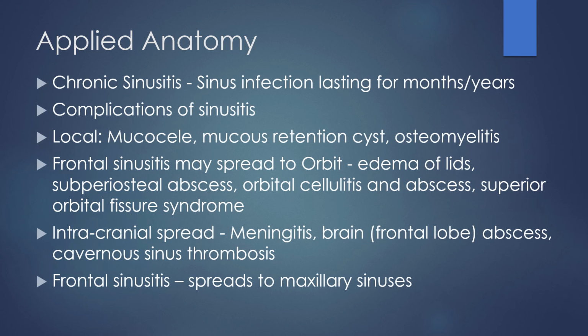Chronic sinusitis can also occur if the infection lasts for more than months. There may be complications like mucocele or cysts or osteomyelitis. Important complication is frontal sinusitis may lead to spread to the orbit, leading to edema or abscess or cellulitis. Intracranial spread may lead to meningitis or even cavernous sinus thrombosis.